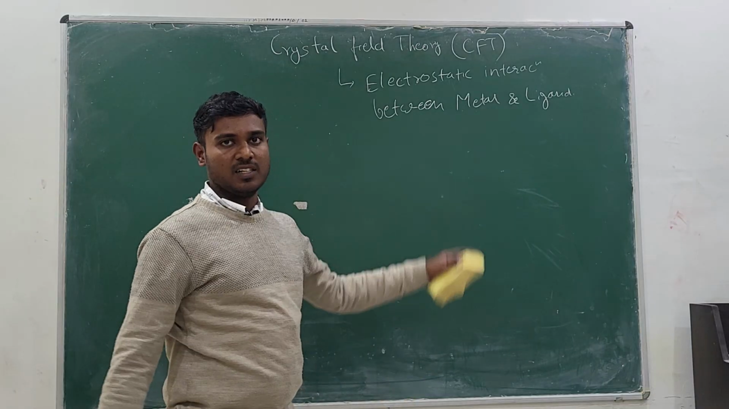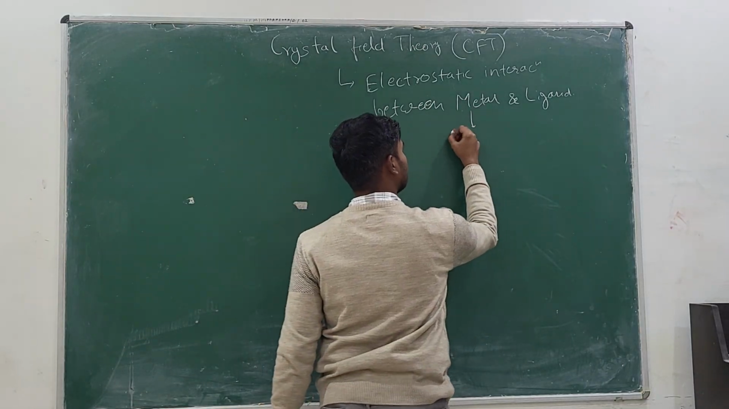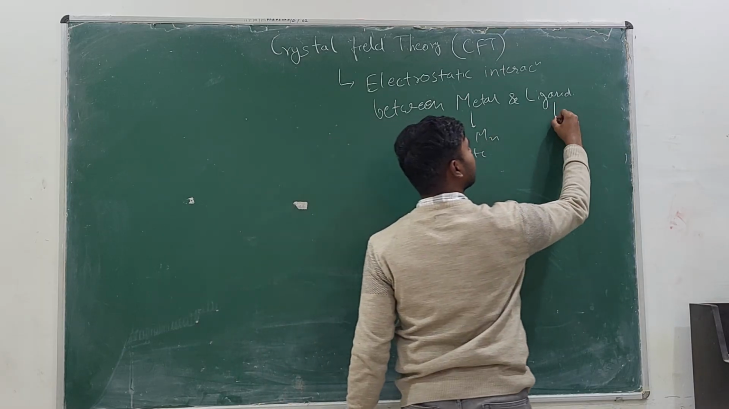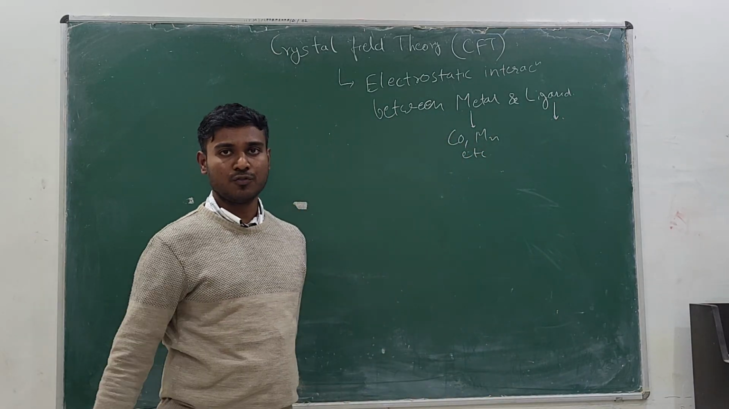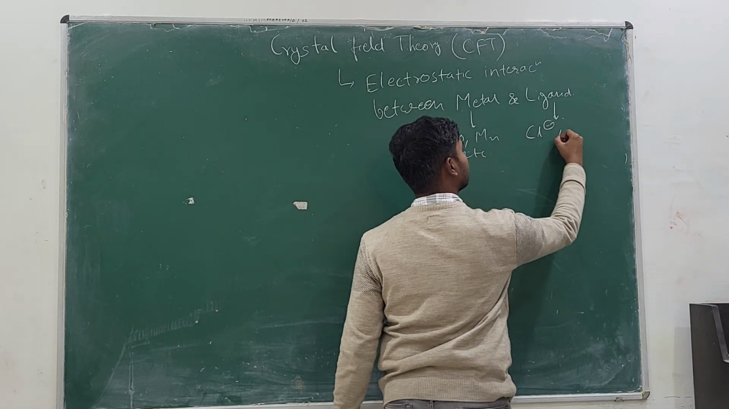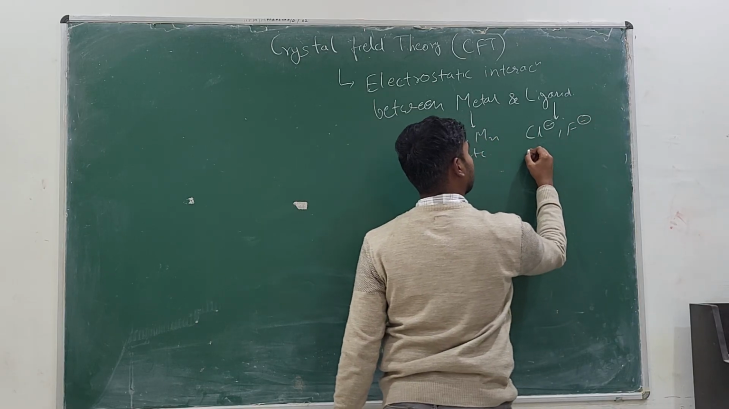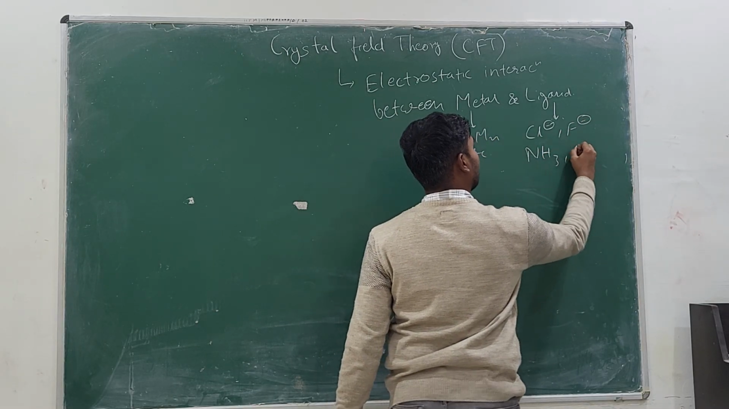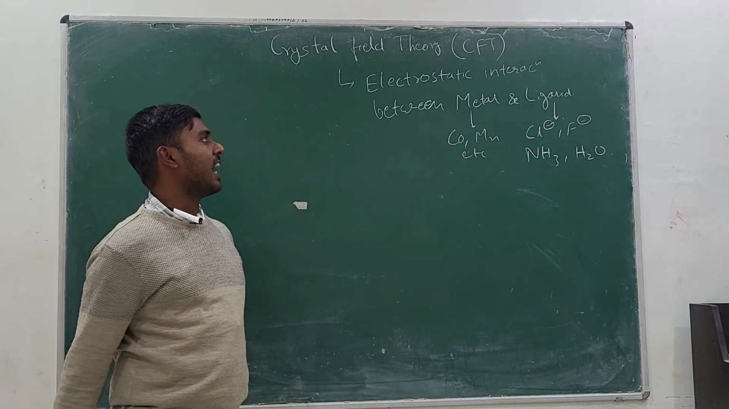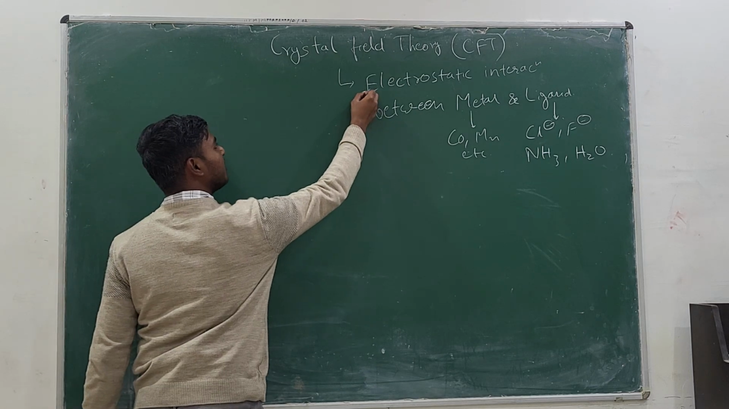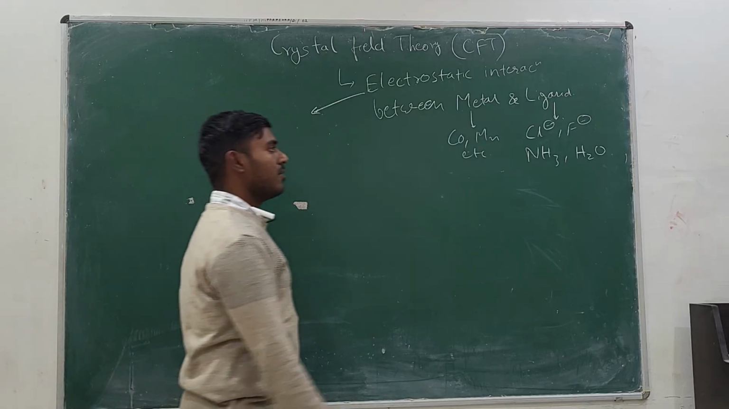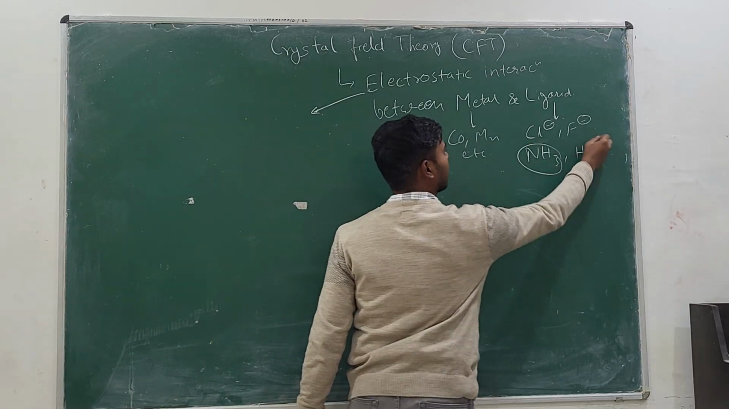There are different metals which form the complexes such as cobalt, manganese, etc. And there are various ligands which bind with this metal to form the metal complexes. Ligands such as Cl-, F-, NH3, H2O. So now you must have been wondering that I mentioned here that CFT explains complex formation on the basis of electrostatic interactions, but here the ligands are neutral.